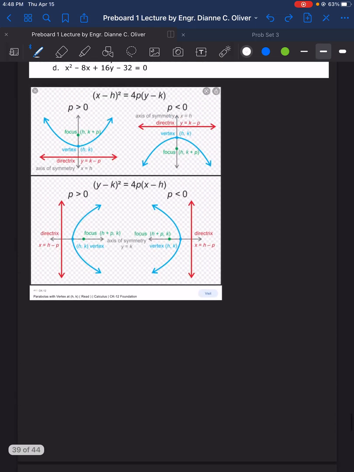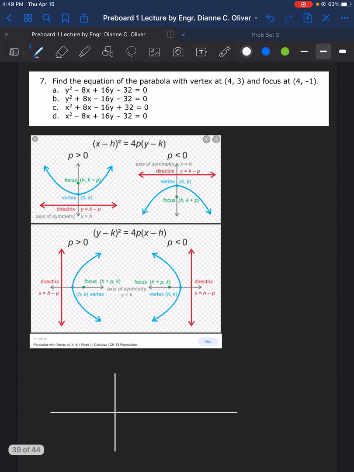Okay, so let's draw. Let's just assume this is 4 and then this is 3. So this is the vertex at (4, 3), in the first quadrant. Having this as the vertex, we either have a concave upward or a concave downward parabola. So we have the possibility of having this as the equation. But the clue here is the focus.